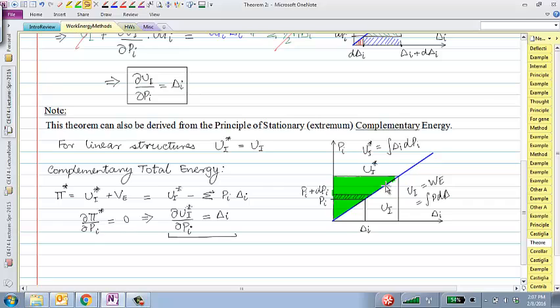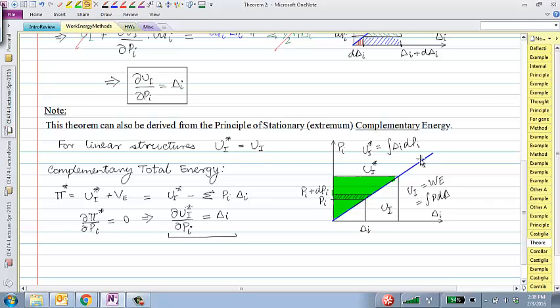And this particular theorem rests on the fact that not only is the real potential energy of the system minimized or extremized, the complementary energy can also be. This principle of stationary complementary energy is what leads to this second theorem.